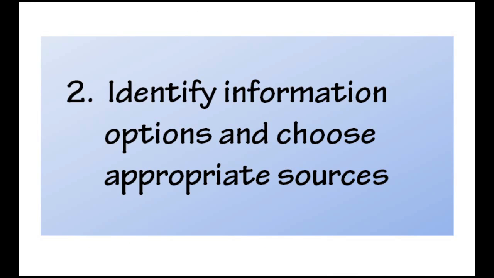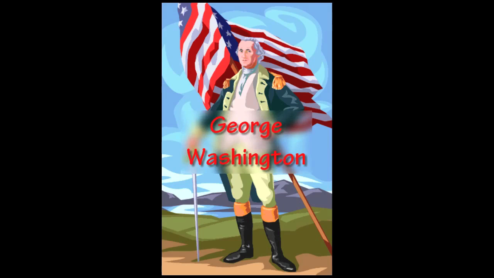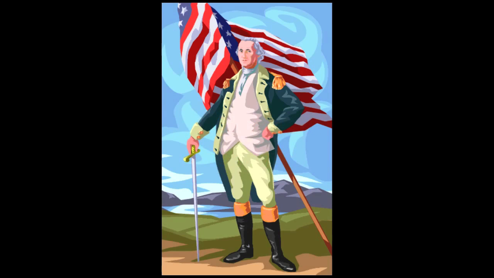2. Identify information options and choose appropriate sources. What kinds of information are appropriate for your needs, and how do you search for them? Do you need first-person information like witnesses to a recent event, also called primary sources? Or do you need historical data about an event long past?